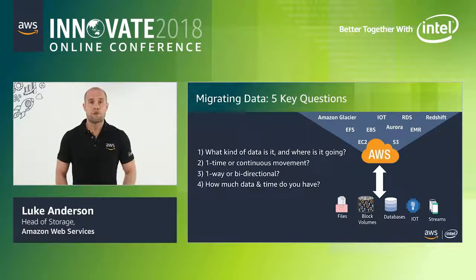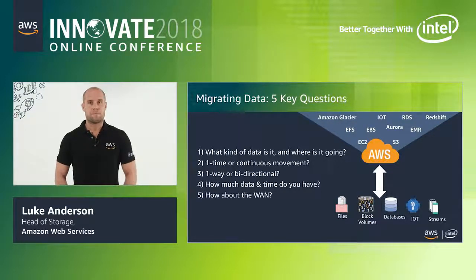Number 4, how much data and time do you have? This goes back to what the network looks like. If you're going to do a continuous migration or a one-time migration, and how much data do you need to move at a time? And what's the time frame for when you start to when you want to be up and running inside of AWS?